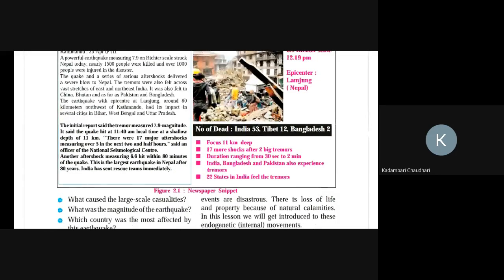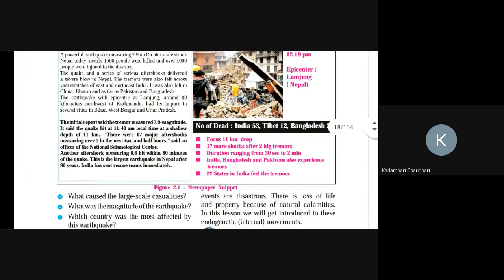The tremors were also felt across vast stretches of east and northeast India. Basically they are saying that tremors means vibrations, or we can say yes, vibrations, due to the earthquake. So that affected India also. Which region of India? East and northeast India. It was also felt in China, Bhutan, and as far as Pakistan and Bangladesh. So basically, we know that once an earthquake strikes at one place, then all the surrounding places, maybe countries, they also get affected.